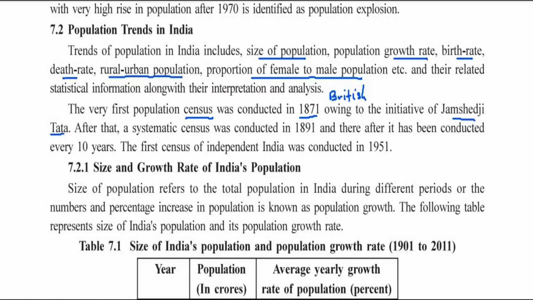After that, a systematic census was conducted in 1891, and thereafter it has been conducted every 10 years. So the first census of independent India was conducted in 1951. So 51, 61, 71, 81 onwards, every 10 years, at the starting year of the decade, there will be a census study.